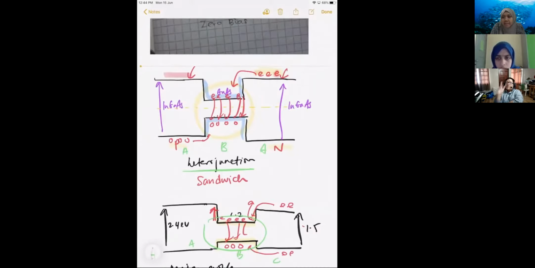Yes, Iman. Madam, the B junction doesn't have to be an intrinsic semiconductor, right? The B junction does not necessarily have to be an intrinsic semiconductor, correct? The B junction in your diagram, the middle junction, it doesn't have to be an intrinsic semiconductor, B, not P. Yes, it doesn't have to be.